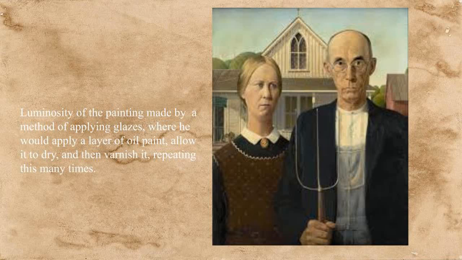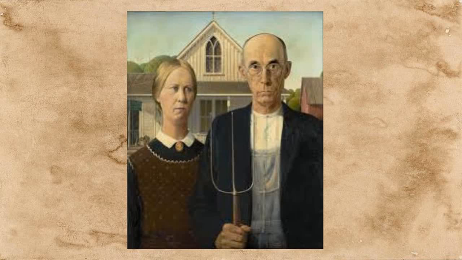Wood did this by a complex method of applying glazes, where you apply a layer of oil paint, allow it to dry, and then varnish it. This process would be repeated many times. Wood uses the house in the painting to paint a satire of modern American culture, which he perceived as somewhat a knockoff of the real thing. He thought the new form of American Gothic architecture showed that Americans were trying to be more dignified than they really were.